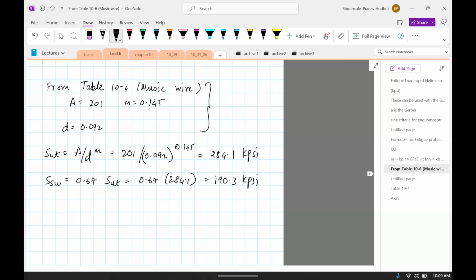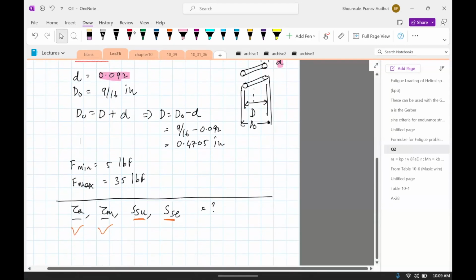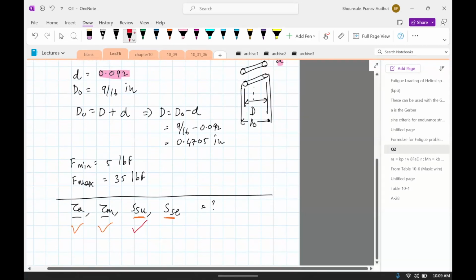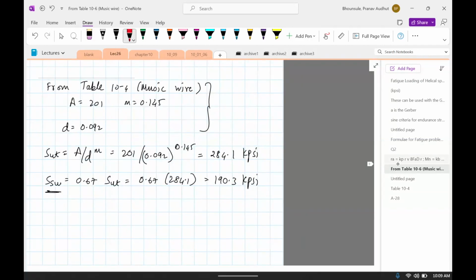Okay, so we've knocked down SSU. So again, go to our list of things we need to compute. We have now nailed down SSU. We need to nail down SSE, and then I think we should be good. Now, SSE is very specific to the criteria we are going to consider. Gerber would have a different SSE. Goodman will have a different SSE. How do you get that?